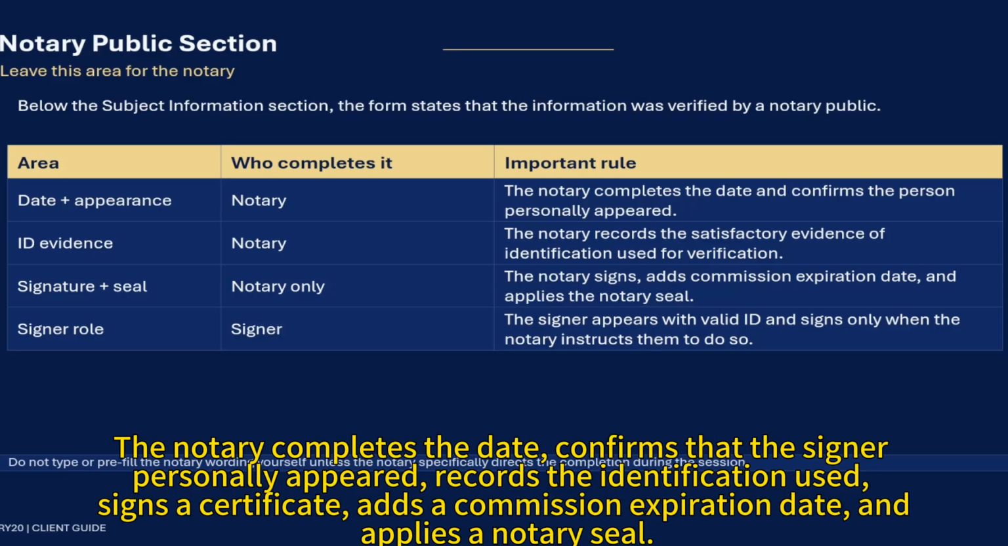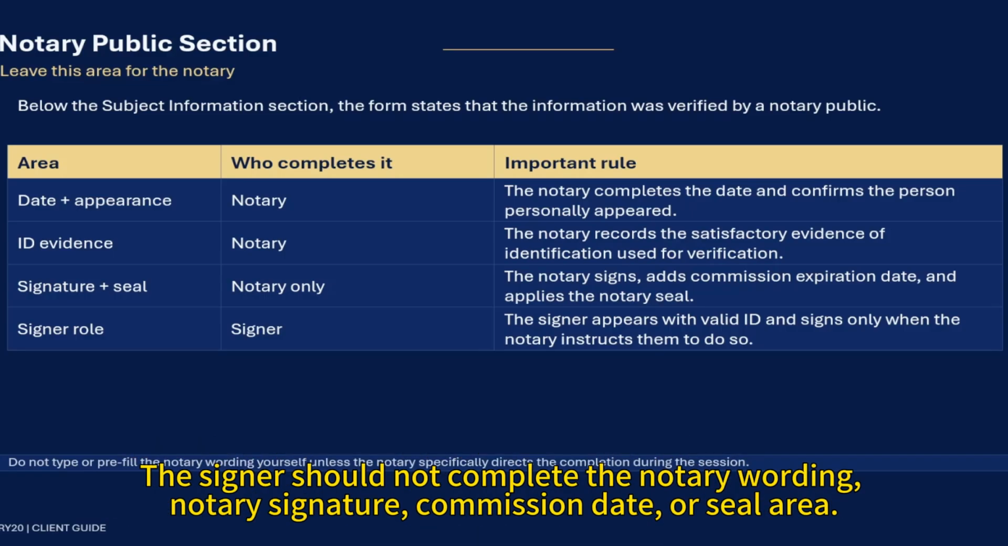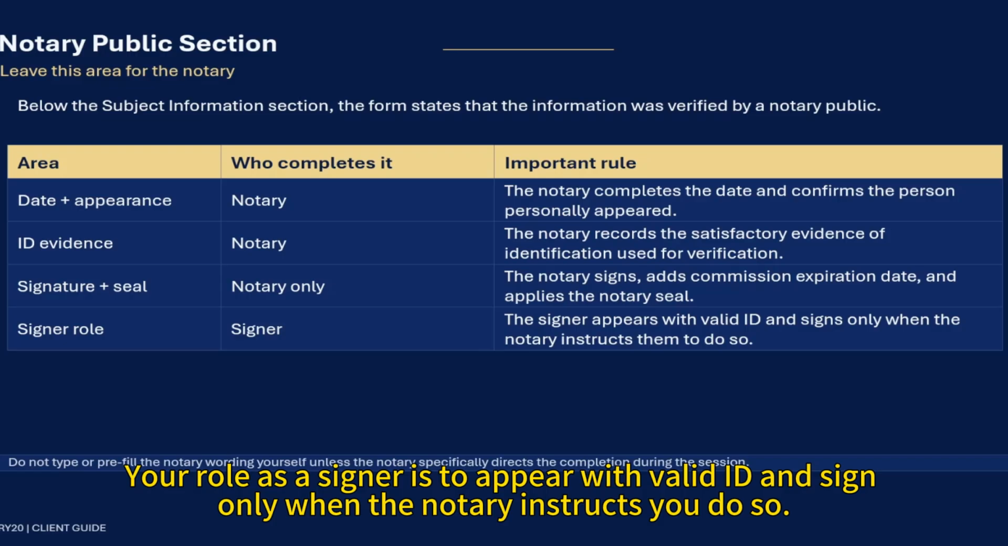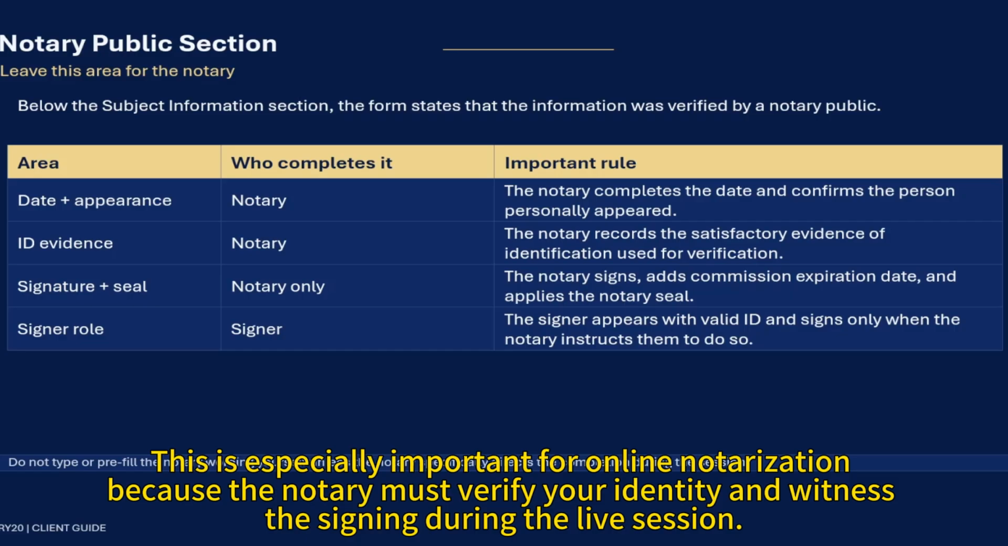The notary completes the date, confirms that the signer personally appeared, records the identification used, signs a certificate, adds a commission expiration date, and applies a notary seal. The signer should not complete the notary wording, notary signature, commission date, or seal area. Your role as a signer is to appear with valid ID and sign only when the notary instructs you to do so. This is especially important for online notarization because the notary must verify your identity and witness the signing during the live session.